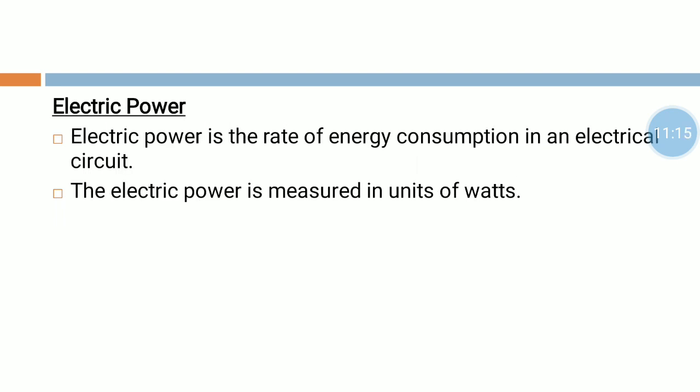Now electric power. Electric power is the rate of energy consumption in an electrical circuit. The electrical power is measured in the unit of watt. This is very simple, you can understand.